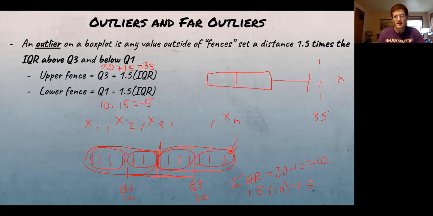Whatever the value is, the highest value underneath the fence is where the whisker stops. You don't bring it all the way up here unless you happen to have a value that goes that high. So I'm going to clear all this. Let's just finish going through it.